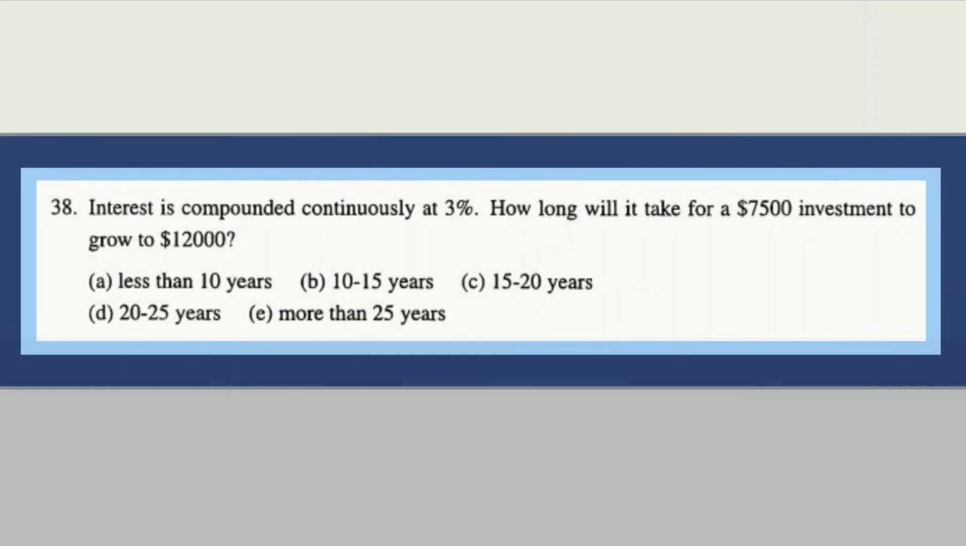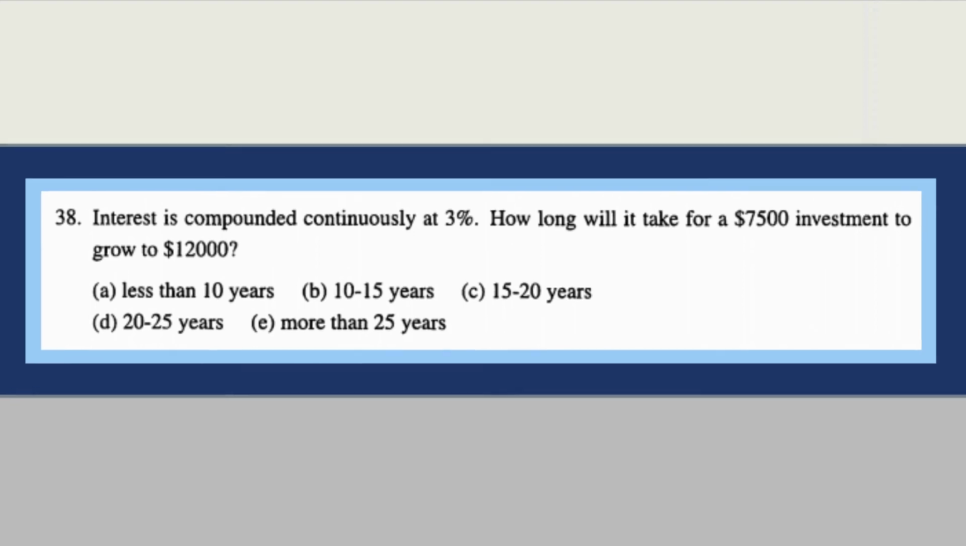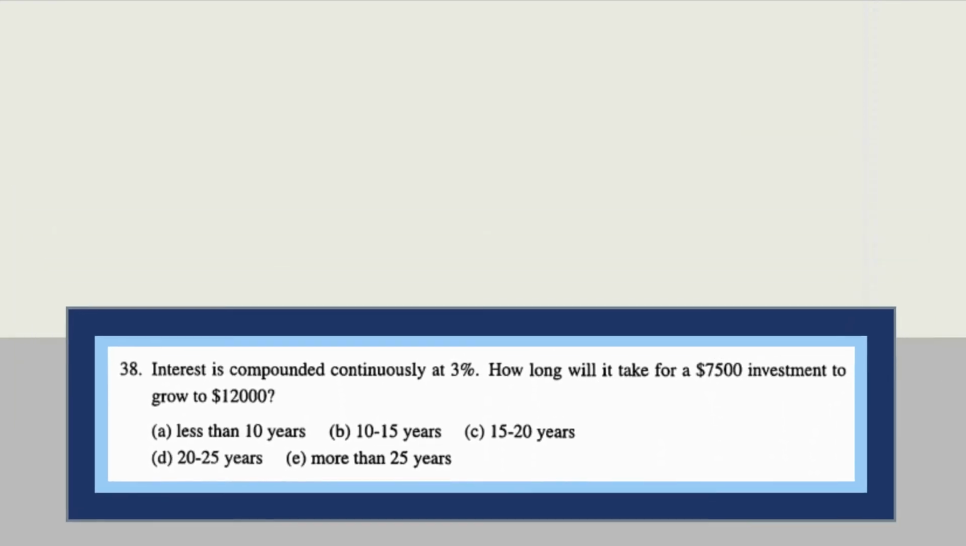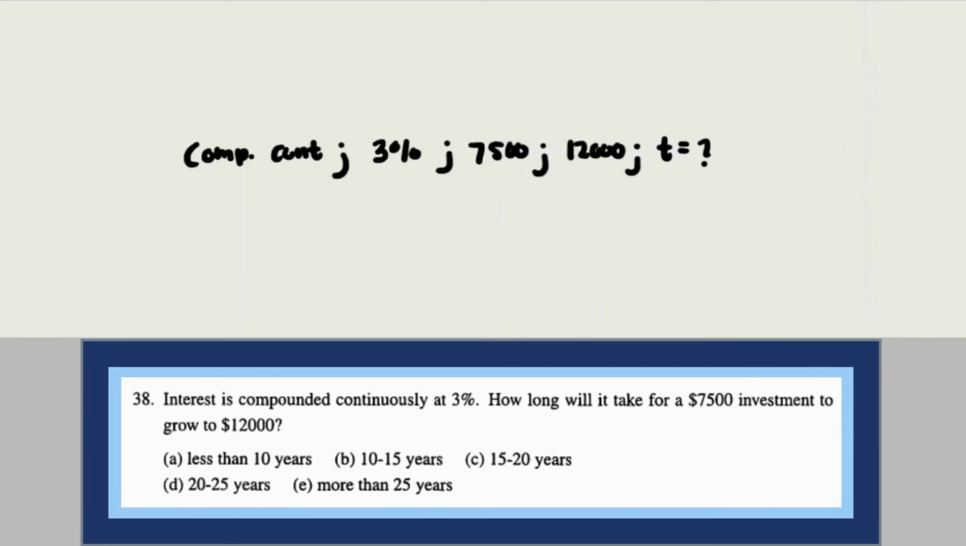Alright guys, so for question number 38, it says interest is compounding continuously at 3%. How long will it take for a $7,500 investment to grow to $12,000? Okay, so I'm going to write down the information that we need for this problem. Alright guys, so I wrote down everything we need for this problem.